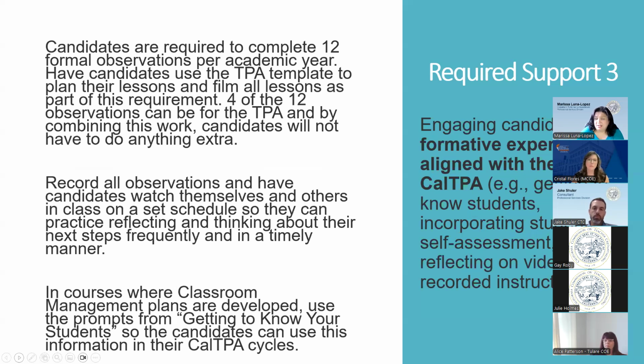Candidates are required to complete 12 formal observations per academic year. Sometimes interns will do 2 years or 3 years, so they do have more opportunities, but a traditional candidate going through a 1 year program is required to be observed 6 times per semester or 4 times per quarter. So for a total of 12.